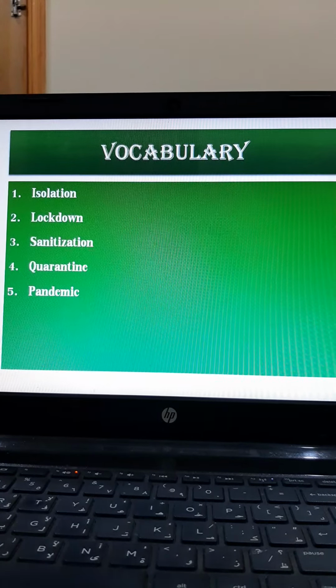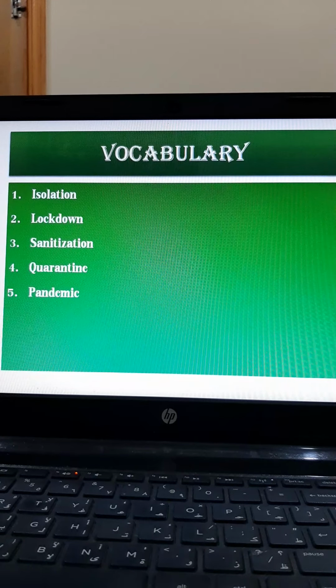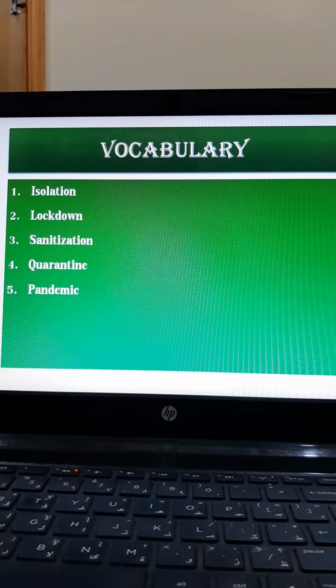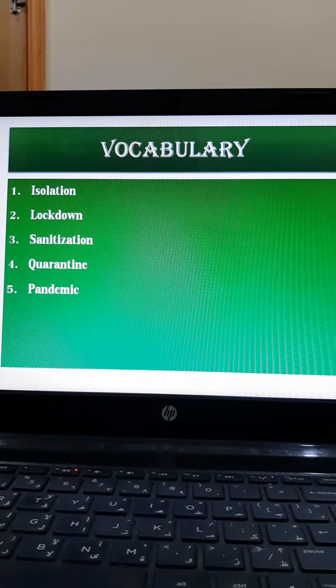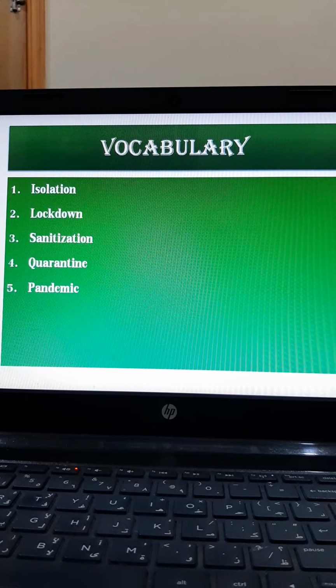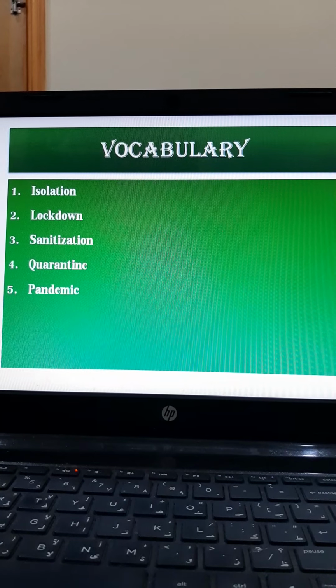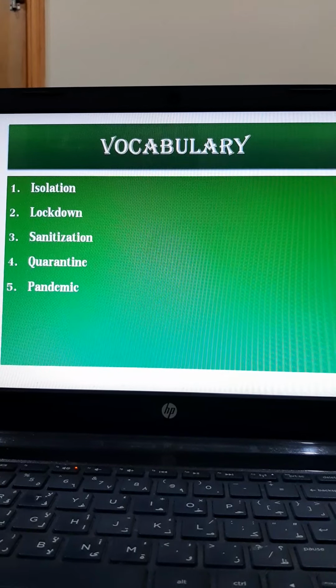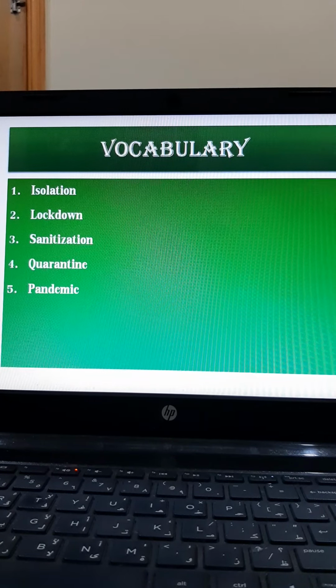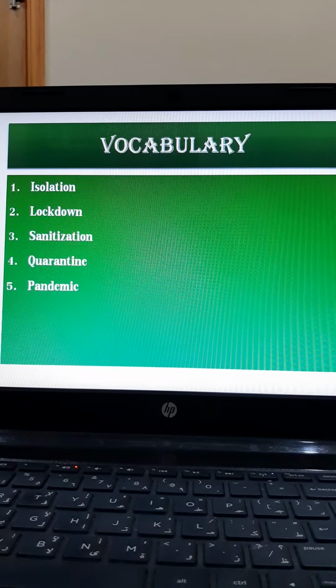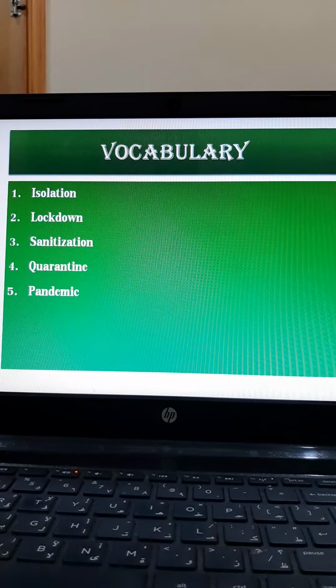Here is vocabulary that I thought is relevant to the topic, and I am quite certain that you all know these words by now. In case you're not familiar, please explore them in a dictionary. Number 1, isolation. Number 2, lockdown. Number 3, sanitization. Number 4, quarantine, and number 5, pandemic. And you should definitely use these words in your composition.